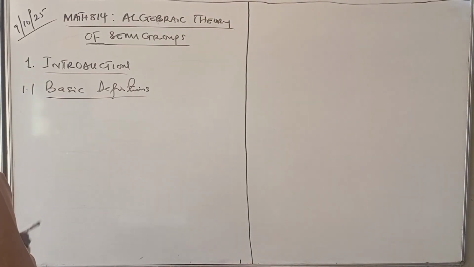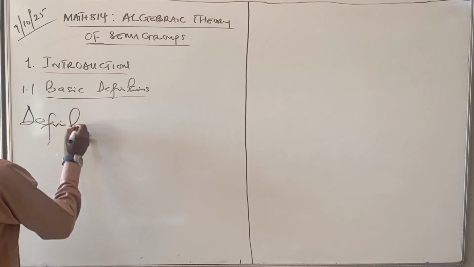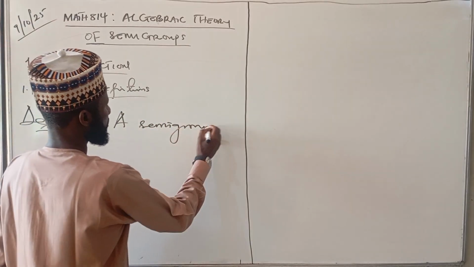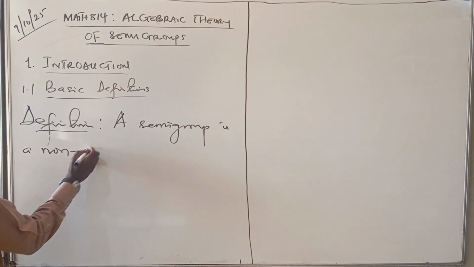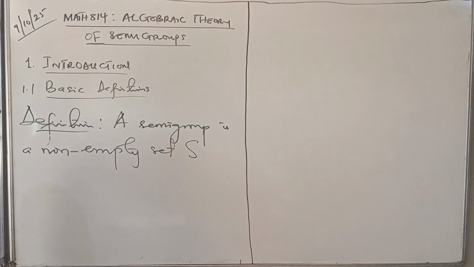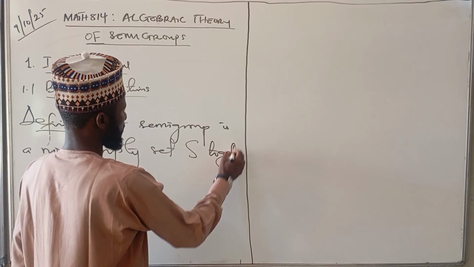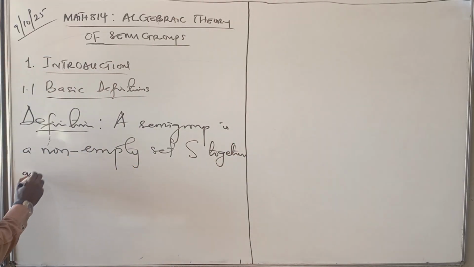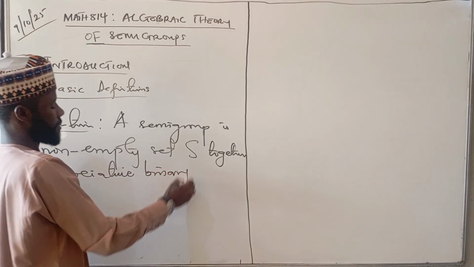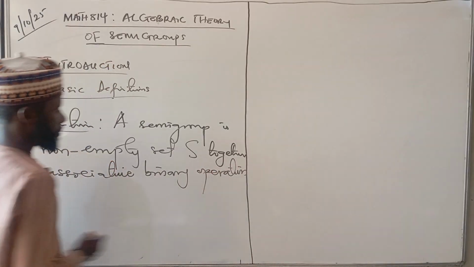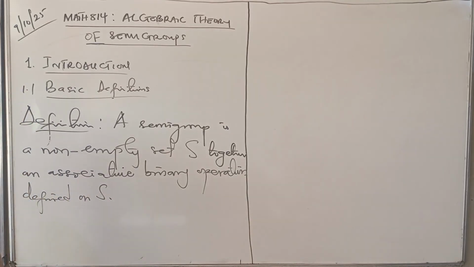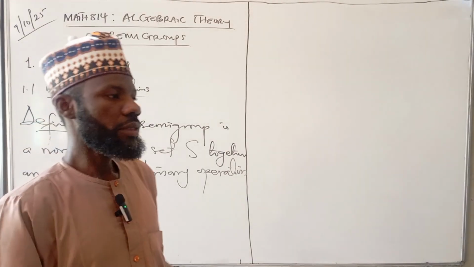So I'm starting from the very beginning by defining what a semigroup is. A semigroup is a non-empty set S. You should take note, the set has to be non-empty, together with an associative binary operation defined on S. That is what we call a semigroup. Once you have a non-empty set and there is a binary operation.